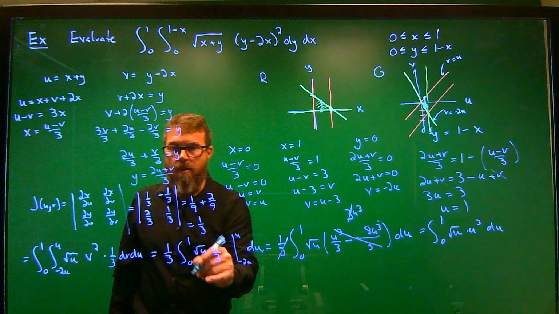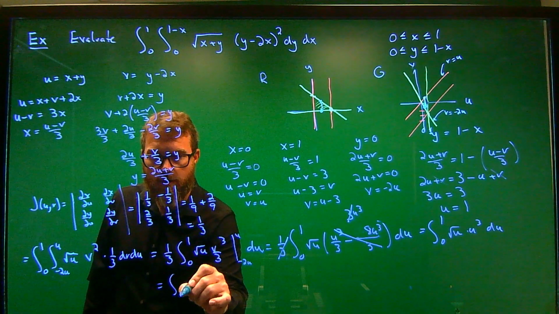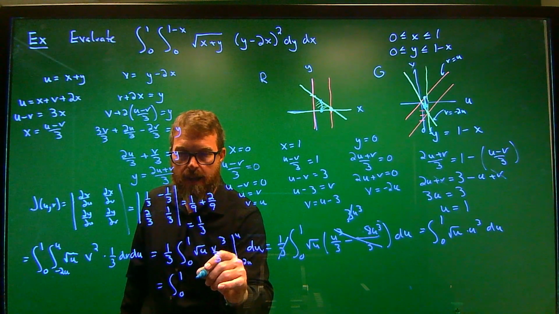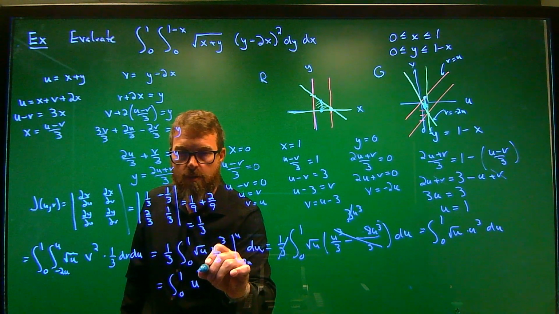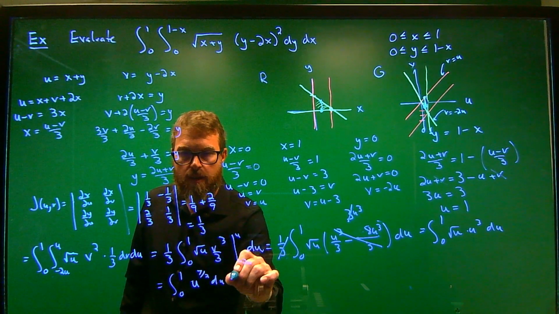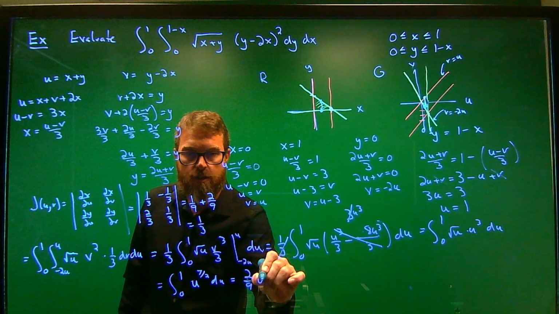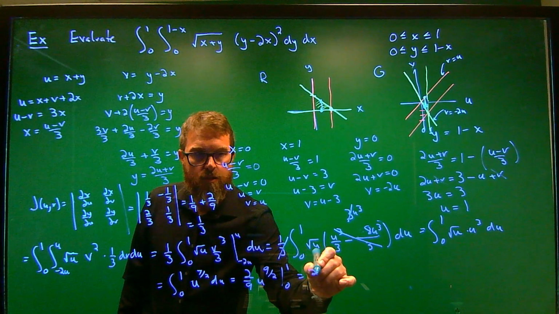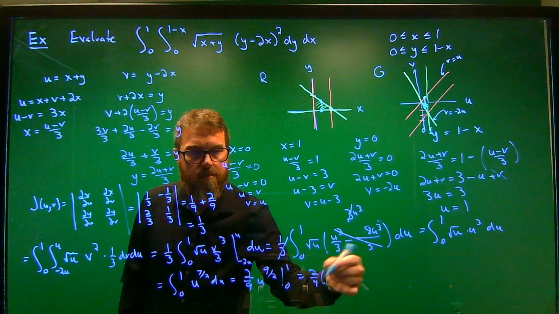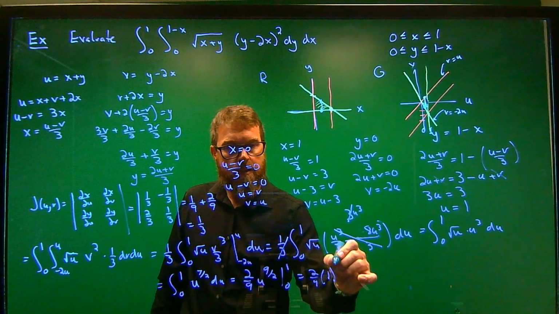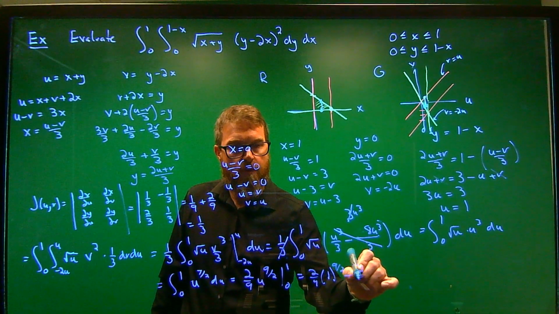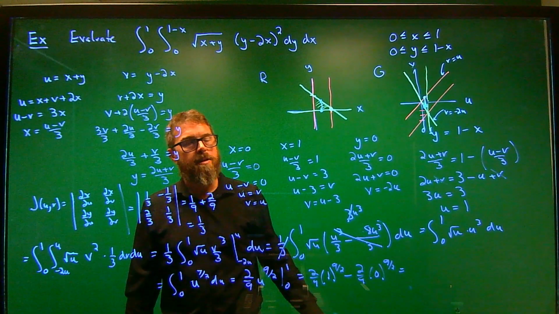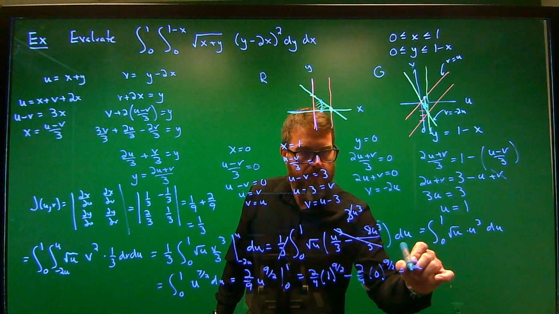Now adding their powers, so then I can integrate. This is the integral from 0 to 1. Well, 1/2 plus 3 is 3.5, or 7/2. So this is the integral of u to the 7/2 du, which is 2/9 u to the 9/2, evaluated from 0 to 1. So 2 over 9 times 1 to the 9/2 minus 2 over 9 times 0 to the 9/2 is going to finally become 2 over 9.